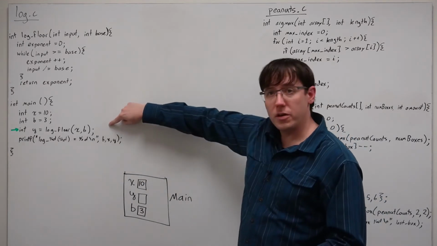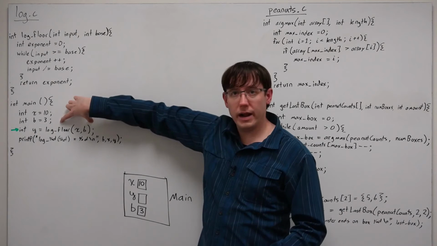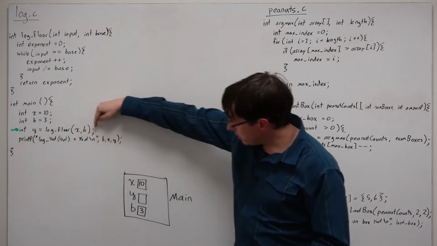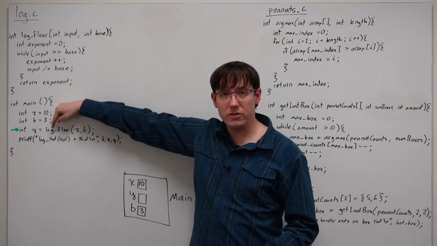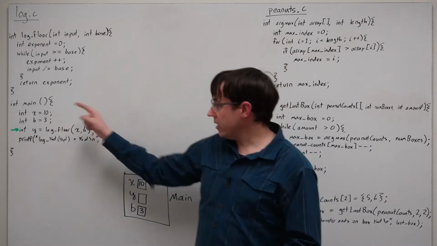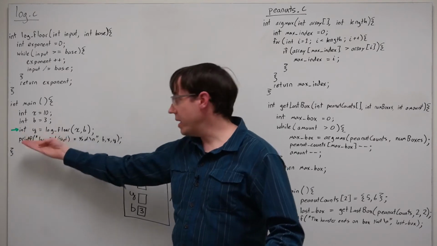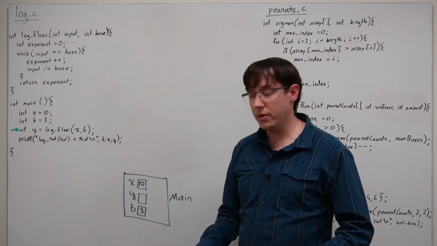When we get back to main, log floor has returned the value 2, and so this expression now evaluates to 2, and the value that we store in the variable y when main picks up where it left off is now 2.